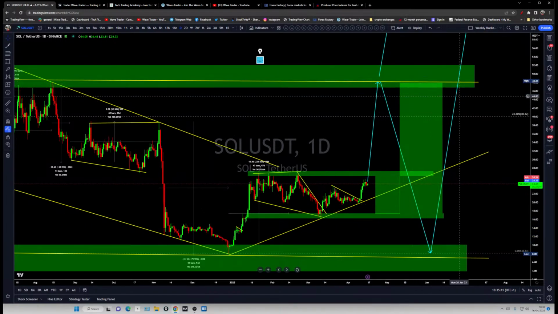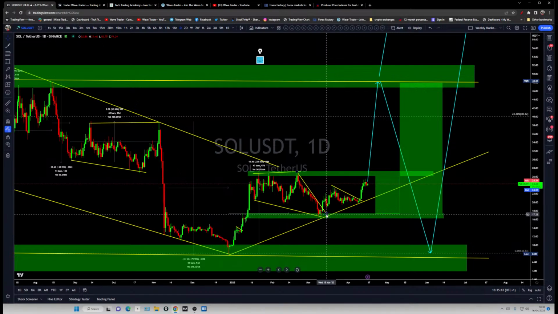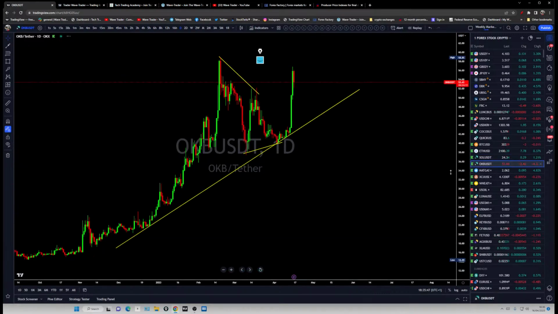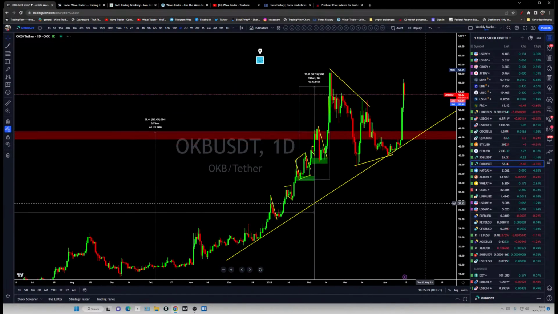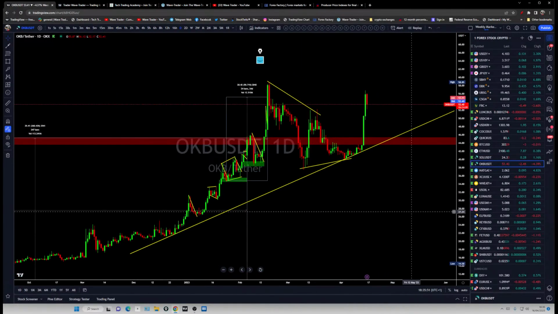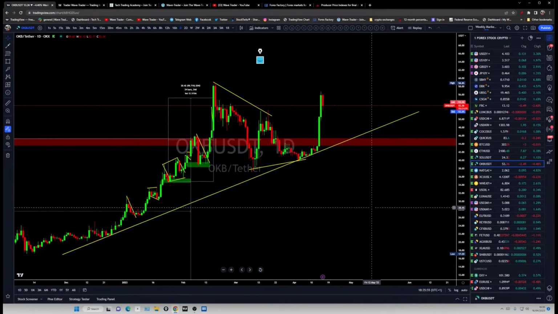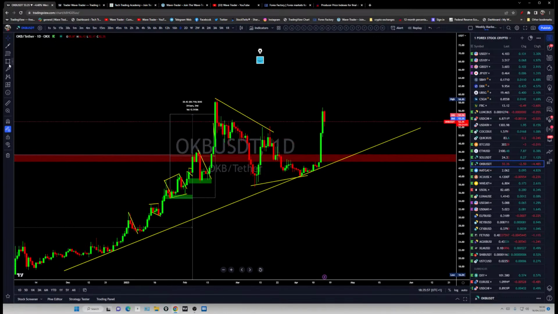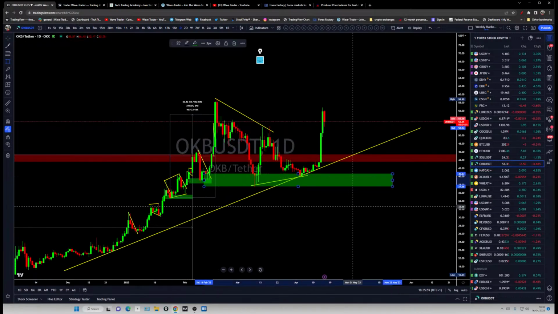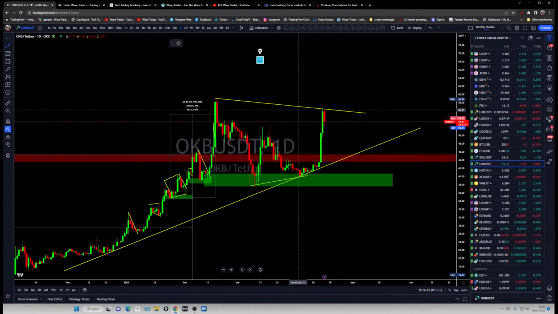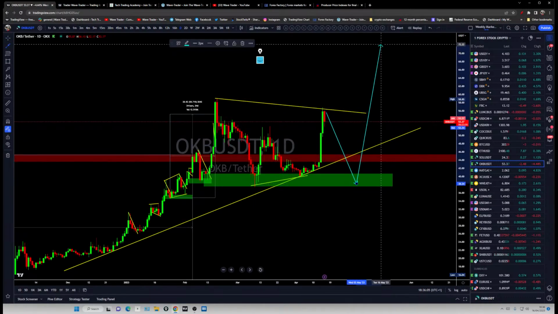Yes, that's what you're looking for in case it tests that previous low, 17 or 16, again. So Solana is also good. Now OKB, I think I haven't looked at this chart last week. We got some good move on it. But it's holding these areas. And in case this coin again tests that low, you look at this to continue its trend.